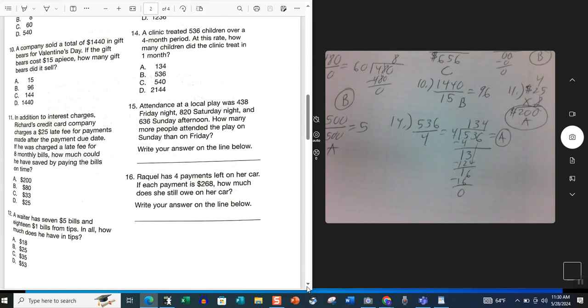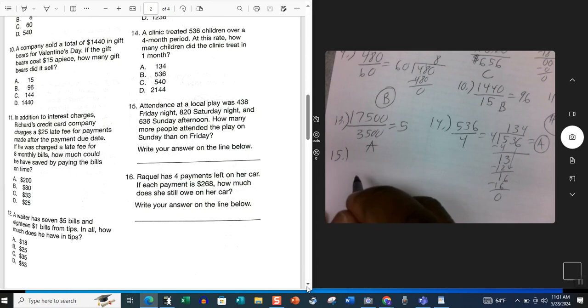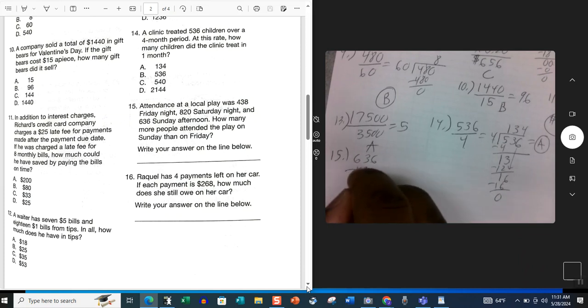Attendance at a local play was 438 Friday night, 820 Saturday night, and 636 Sunday afternoon. How many more people attended the play on Sunday than on Friday? So we will go Sunday. This is a subtraction problem. So we would do Sunday's amount, which is 636, minus Friday's amount, which is 438.